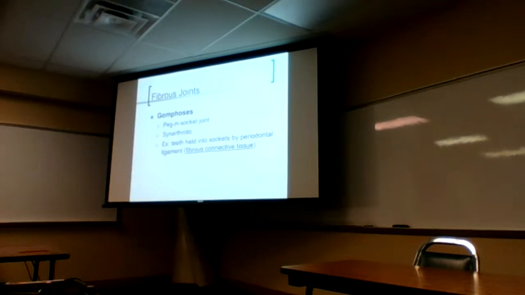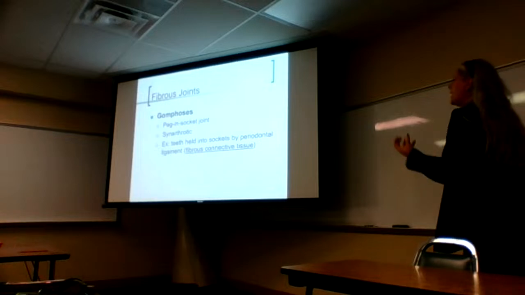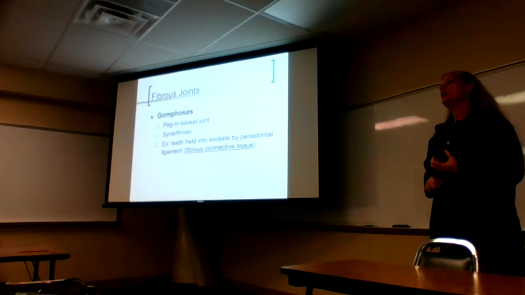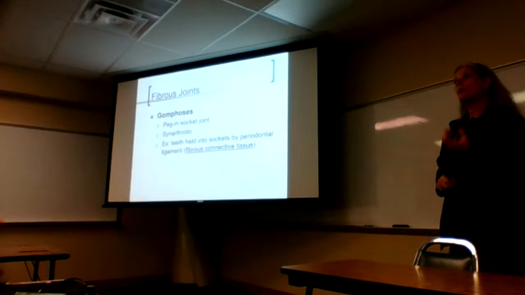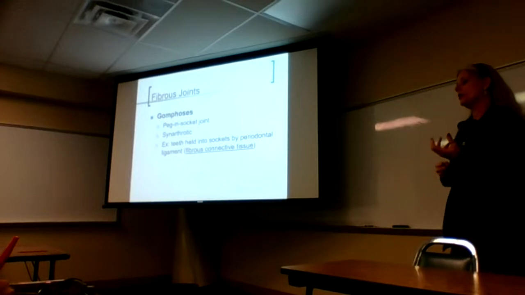Gomphosis. It almost sounds like you don't have them anymore when you say them. So gomphosis is a peg and socket joint. Now, this is how your teeth are going to stay attached to your skull. So you've got the peg, that is the root of your tooth, that inserts into the alveolar process of either the maxilla or the mandible.